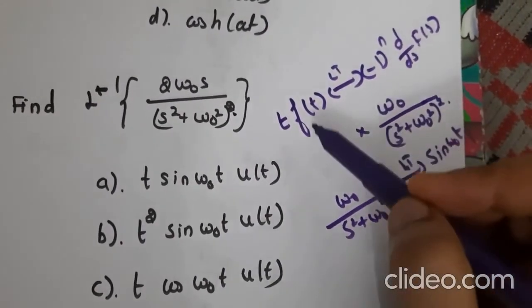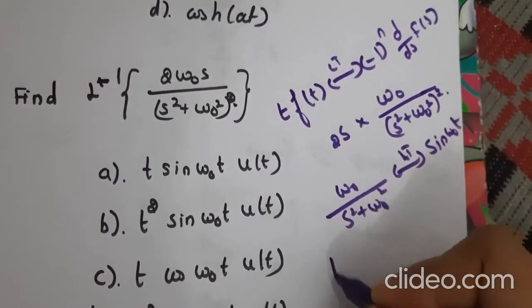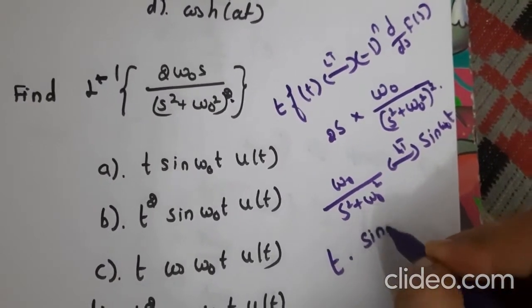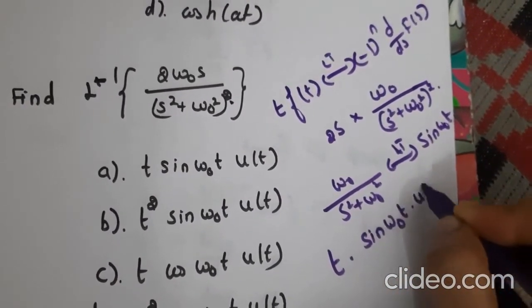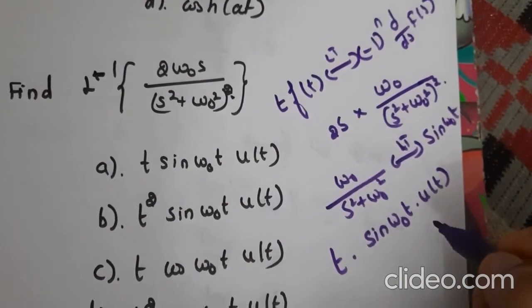So now we just found the answer here. The final answer here is t into sin omega naught t into u of t.